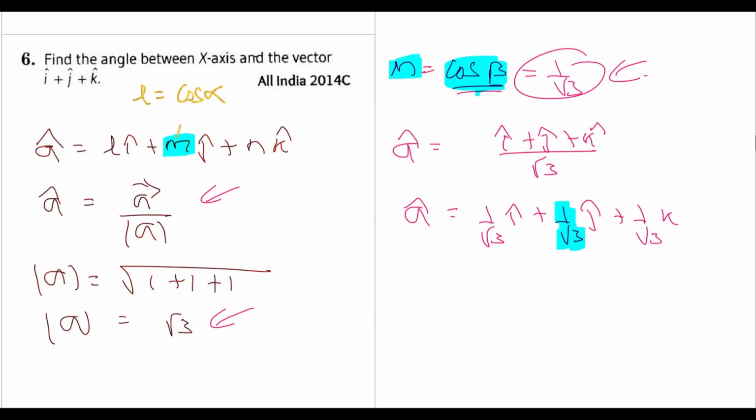Now check here. For this case, L is cos alpha. And what is L over here? This is 1 over root 3. So I'll say that cos alpha is how much? 1 over under root 3. But then we have to get alpha as decided already. So we'll be writing cos inverse 1 over root 3. And the rest of the working will remain the same. Let's move to the next.